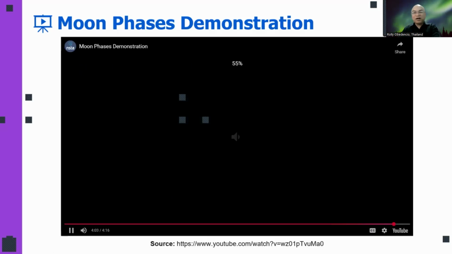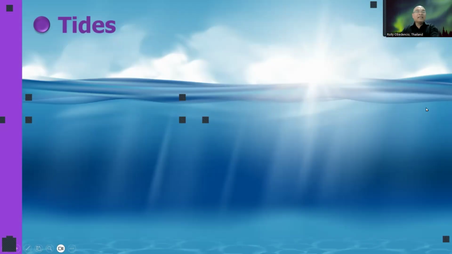And now let's move on to the next topic because we still have a lot to study. What about tides? Do you know tides? I live near banks and beach. I love water. And then before I go to the beach, I have to look at the schedule. When is the high tide and low tide so I can swim during high tide?